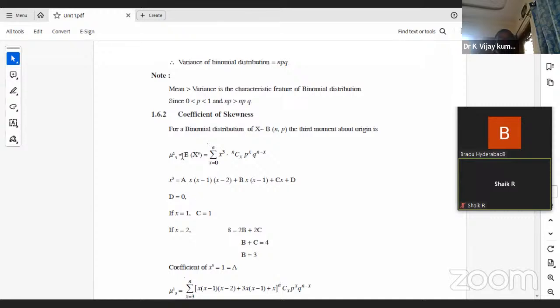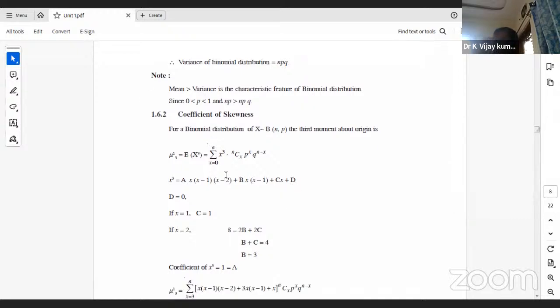Why? Because we are writing x cube here. So x cube is a into x(x minus 1)(x minus 2), then x squared gives x into (x minus 1), then a constant times x, and another constant. We can solve by comparing left and right. We are taking d equal to 0, and then solving by putting x equal to 1 and x equal to 2.